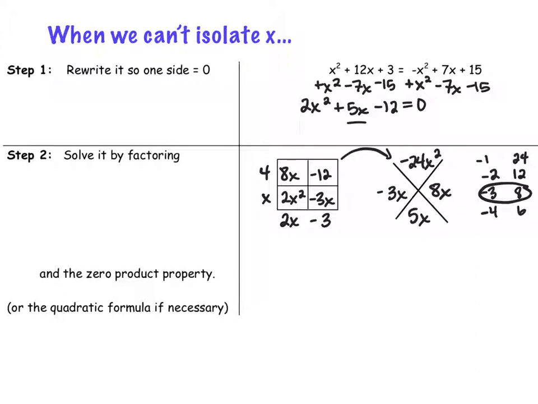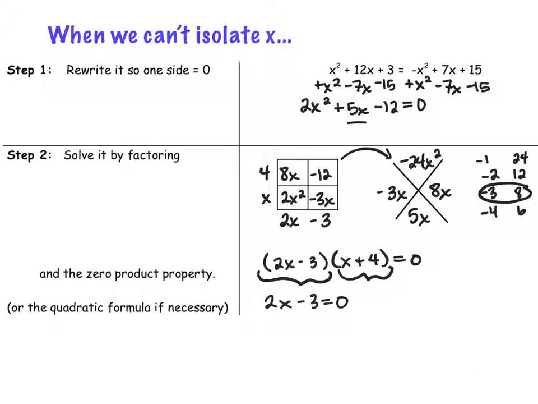So now I have my factored form, 2x minus 3 times x plus 4 equals 0. And I'm going to use my zero product property at that point. Take each of these factors and set them both to 0. So 2x minus 3 equals 0, and x plus 4 equals 0. So then it's just a linear equation.